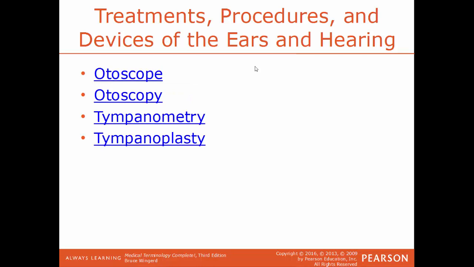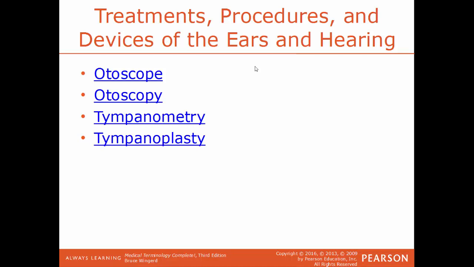Otoscope is a tool that's used to visualize the inside of the ear. And the overall process of viewing inside the ear would be otoscopy. So our next term, tympanometry. This is a test that measures the function of the middle ear, and also the mobility of the eardrum. And tympanoplasty would be the surgical repair of an eardrum.